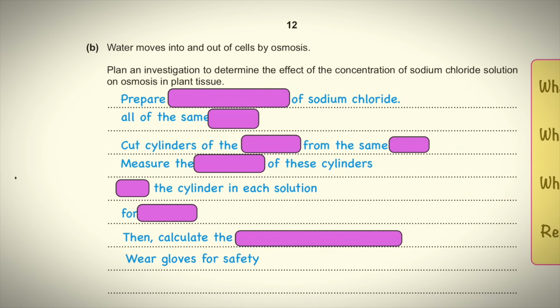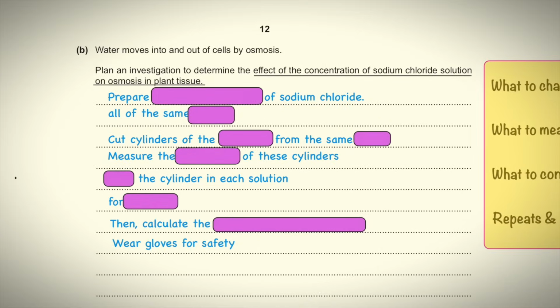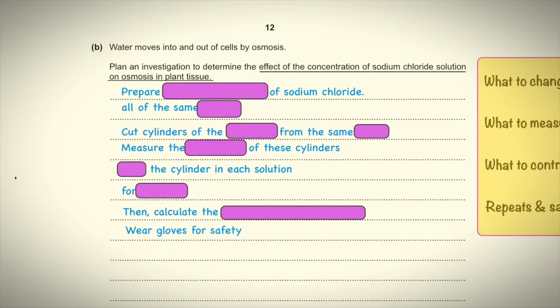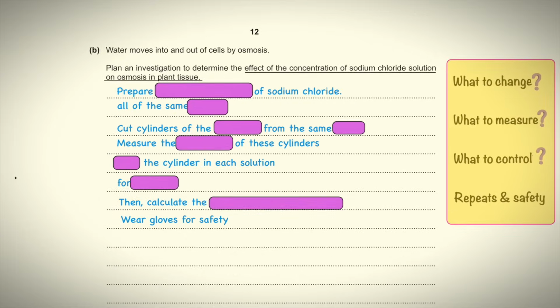They said water moves into a cell by osmosis. Plan an investigation to determine the effect, that's like the most important line here, effect of concentration of sodium chloride on osmosis in a plant tissue, okay? So again, just any plant tissue of your choice. I could do it with onion, I could do it with potatoes. Regardless, let's just plan, because really this question is worth planning before you write, before you commit yourself to 6 marks.